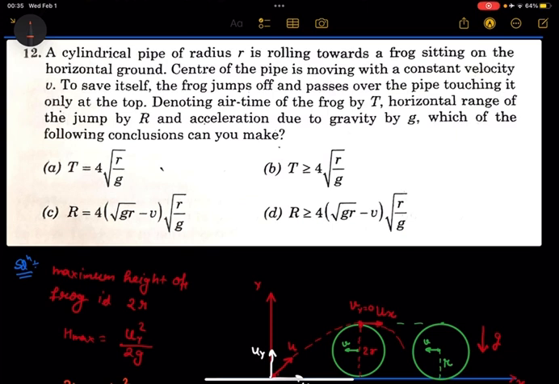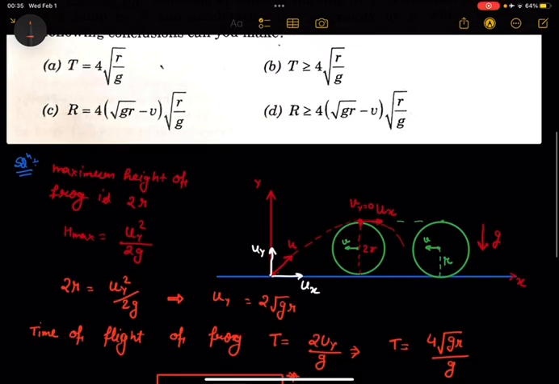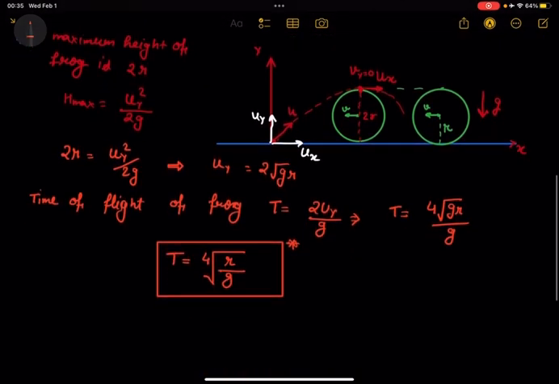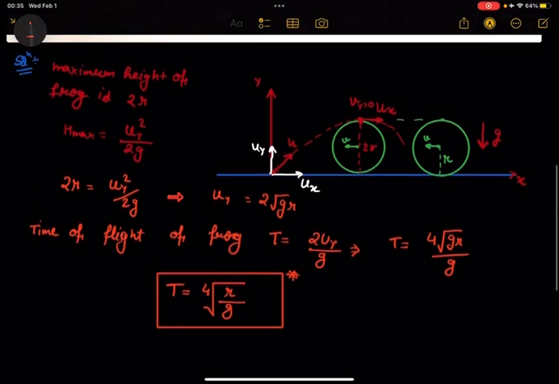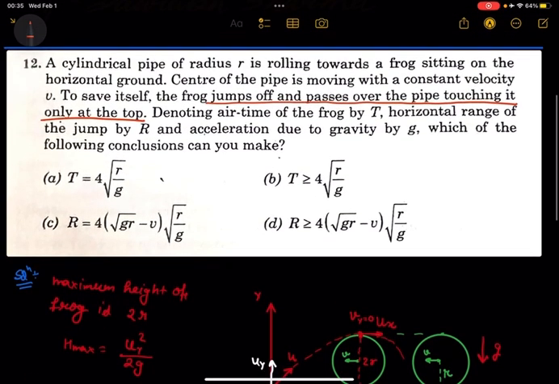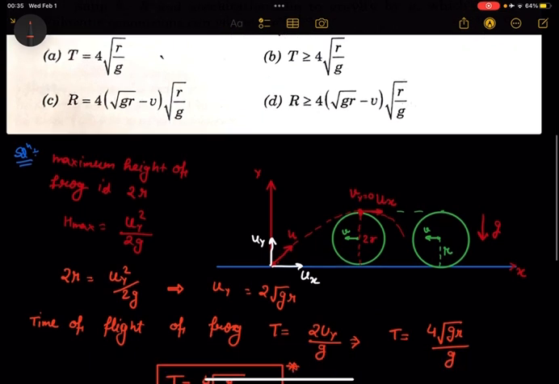So if it touches, if it passes, here it is given in this question that the frog jumps off and passes over the pipe touching it only at the top. So if it is touching only at the top, it means the maximum height is uy square upon 2g, which is equal to 2r. Now I want to go with the range. How much horizontal range is covered by the frog?